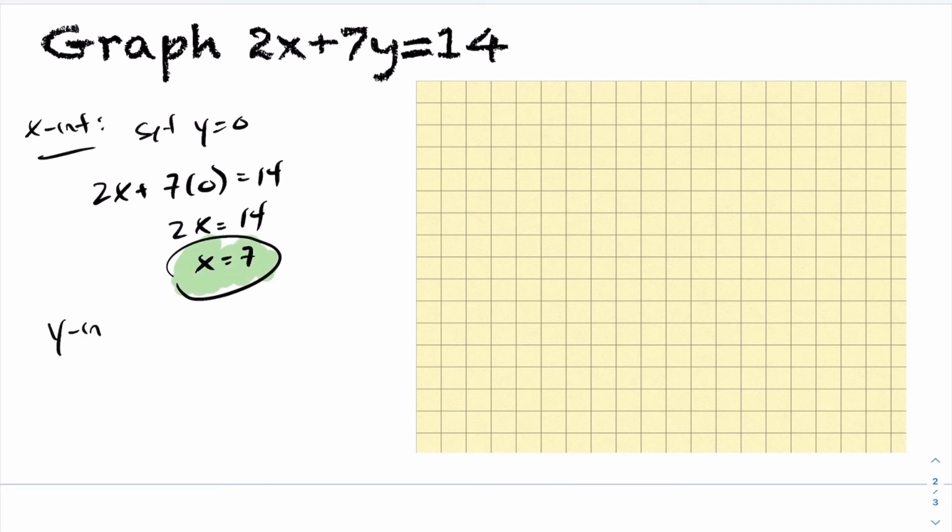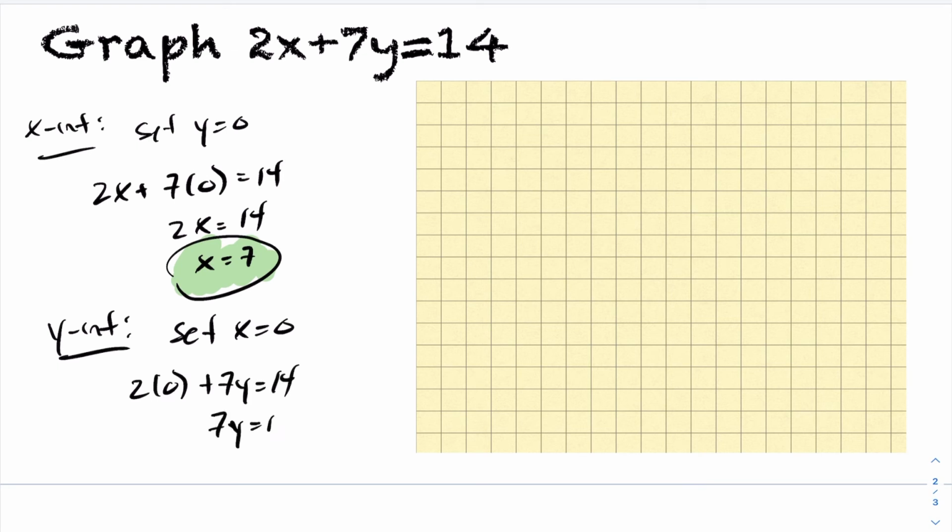Okay, likewise, I have to find my y-intercept. To find my y-intercept, I'm going to have to set x equal to 0. Everywhere I see an x, I change that to a 0. And in which case here we get 7y is 14. So y is 2. So I have a y-intercept of 2.